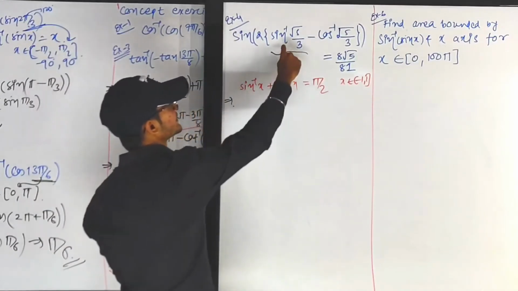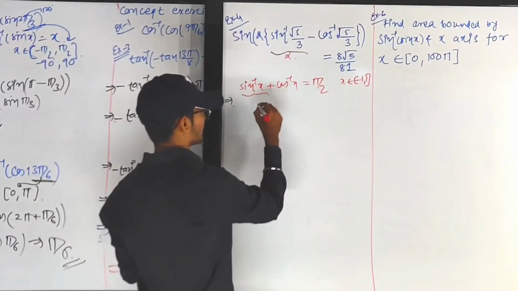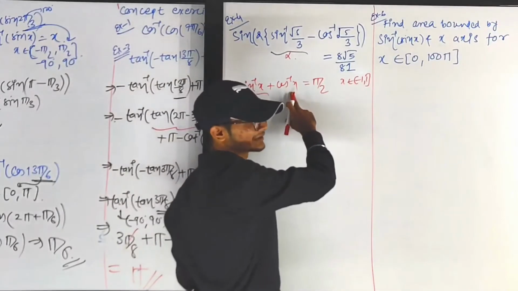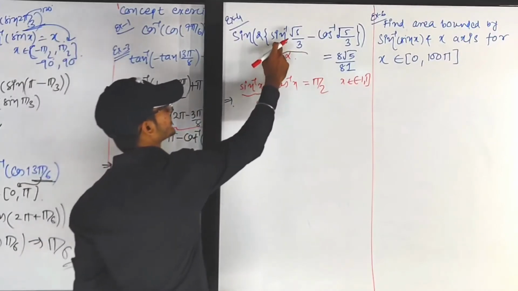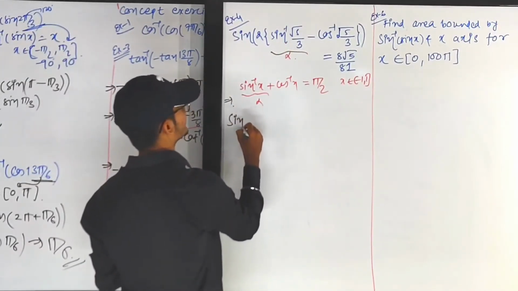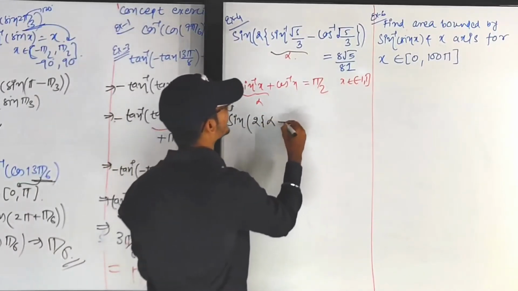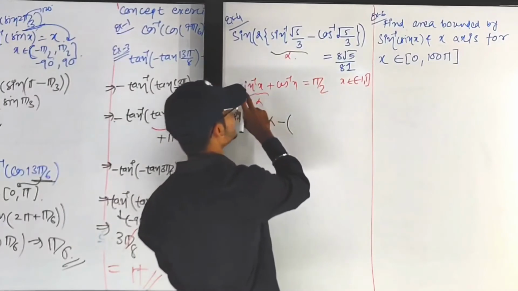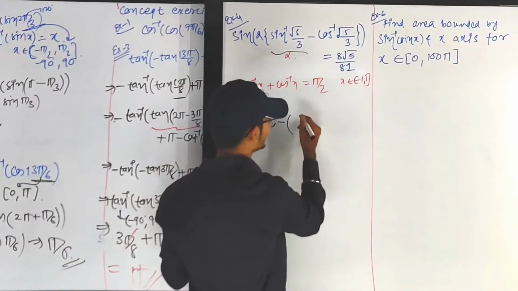So if we consider that as alpha, then what is the value of cos inverse x? Pi by 2 minus alpha. So that's why here we can write sine of 2, that is alpha, minus. So if we consider sine inverse x as alpha, then what is the value of cos inverse x? Pi by 2 minus alpha.